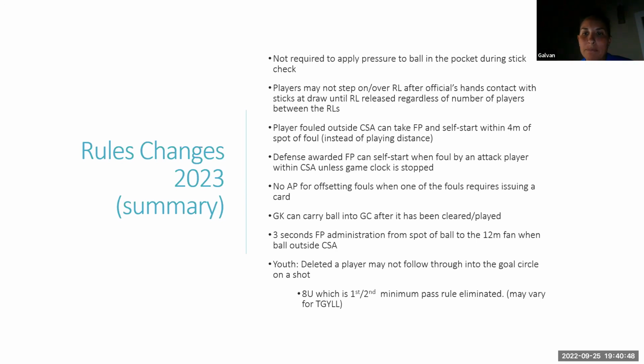Okay. The restraining line. So currently for 2022, let's just say there were 2 white players between the restraining line, and the official put their hands on their stick, and another white player on the field crosses over the restraining line to have 3 in between the restraining line. That's okay for 2022. So what they're changing in 2023 is, once the officials' hands are on the sticks, there cannot be anybody crossing that restraining line, regardless of the number of players, until the restraining line is released, meaning possession has been made. Okay.